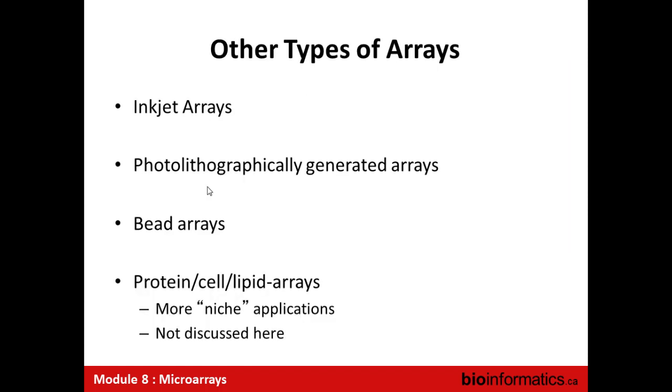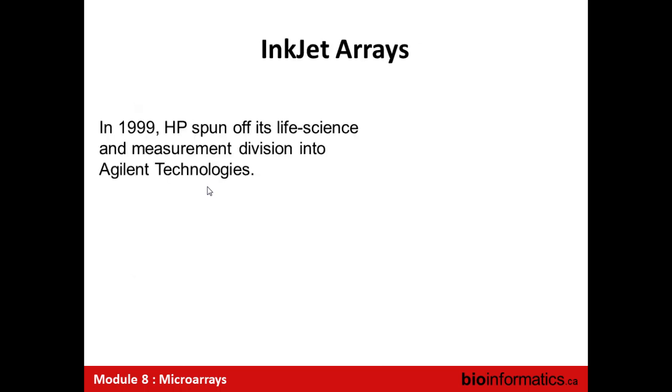Okay. So let's talk a little bit about each of these other types of arrays. So inkjet arrays. Inkjet arrays started in 1999. It was the middle of the dot-com boom. The world was a happy, exciting place, and HP was not getting as much credit for all of their wonderful computational work. And they thought that the problem was that the company was too complicated.